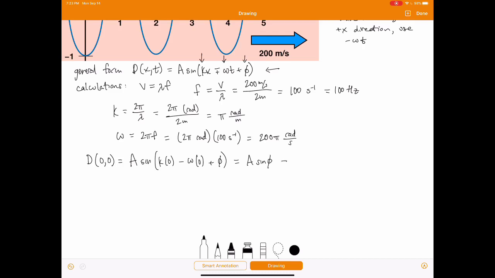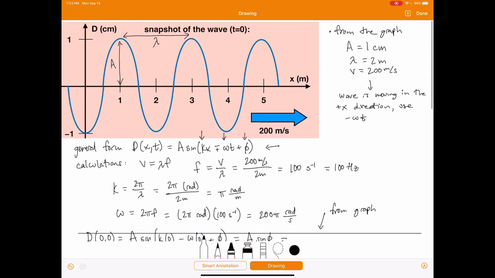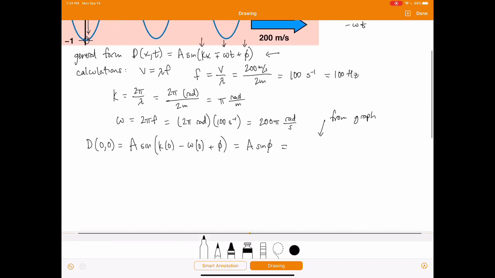Now from the graph, we can just look and see what the displacement is when x is equal to 0 and t is equal to 0. Remember, this is a snapshot of what the wave looks like at t equals 0, so we already have that part covered. Now we just need to look at x equals 0, which is right here. It looks like the displacement of the wave is minus the amplitude. So minus A is how we could write this.